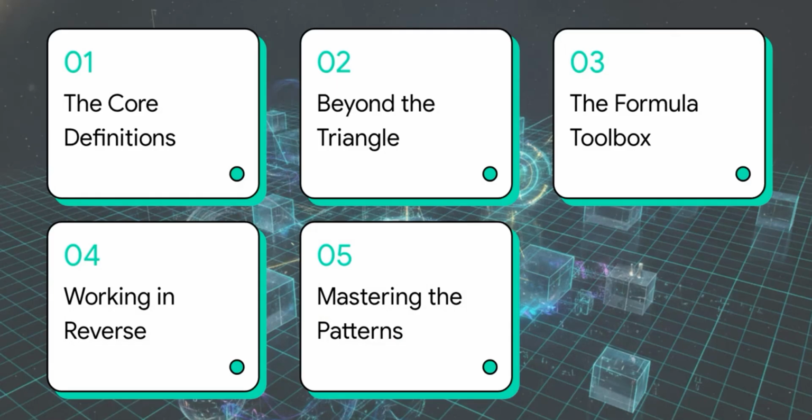So, what's our game plan? Well, we're going to start at the very beginning with the core definitions. Can't build a house without a foundation, right? Then we'll see why we have to go beyond the triangle. After that, we'll open up the formula toolbox, which is full of awesome shortcuts. Then we'll learn how to work backwards. And finally, we'll pull it all together to really master the patterns that make everything just click.